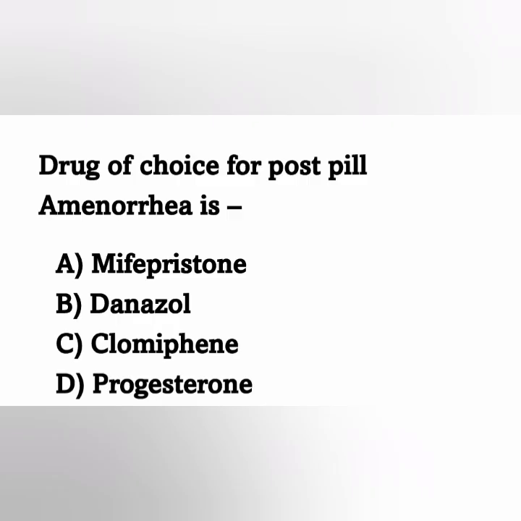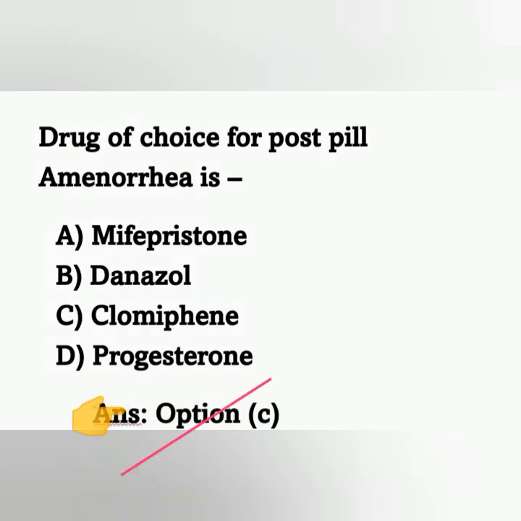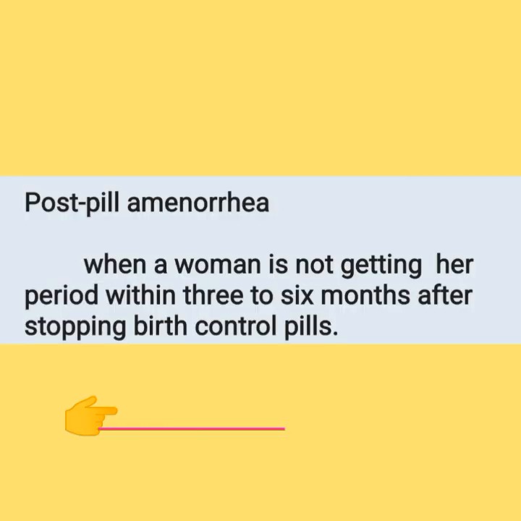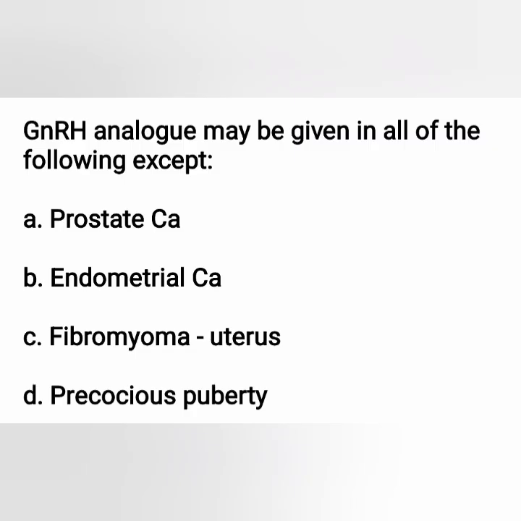And the next question, drug of choice for post-pill amenorrhea is? Options. Option A, mifepristone. Option B, danazol. Option C, clomiphene. Option D, progesterone. Which is the drug of choice for post-pill amenorrhea? It is clomiphene. Option C is the correct answer. Post-pill amenorrhea means the woman is not getting her periods within 3 to 6 months after stopping birth control pills. Move on to the next question.